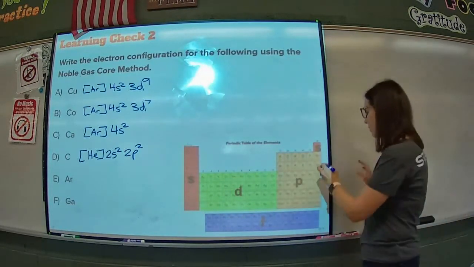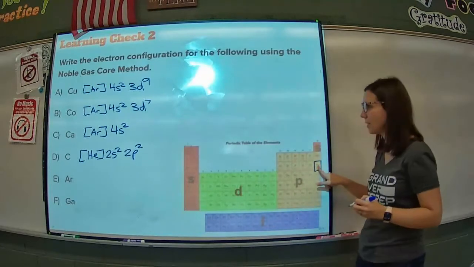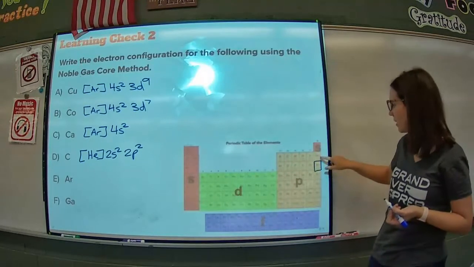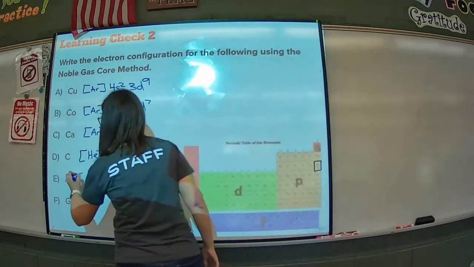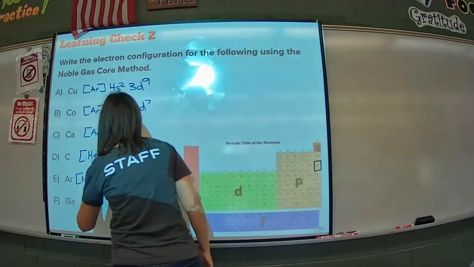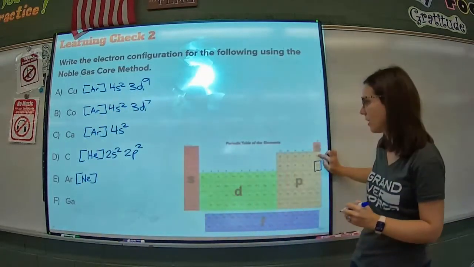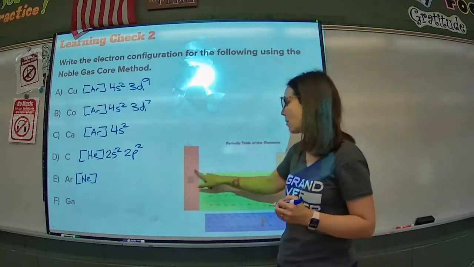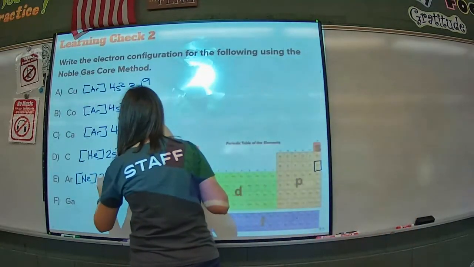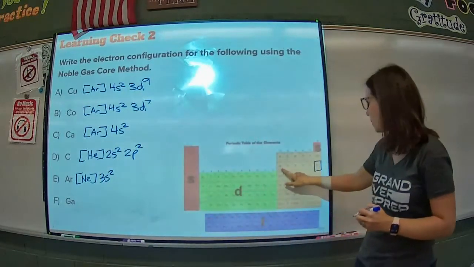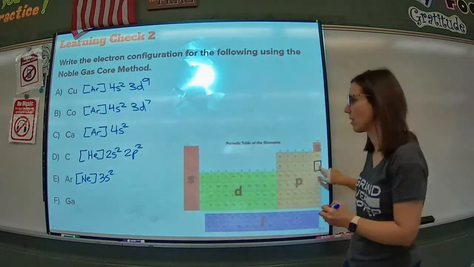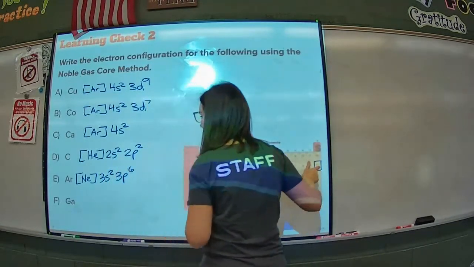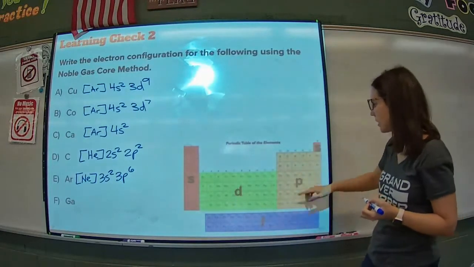Argon, ironically, you cannot just necessarily write square brackets argon. So what we're going to do is go back, and the noble gas before argon is neon. We're going to pick up where neon left off. So here's neon right here. We're going to come around from neon, and we're going to pick up at 3s2. Come across here. This is 3p, 1, 2, 3, 4, 5, 6. So 3p6.